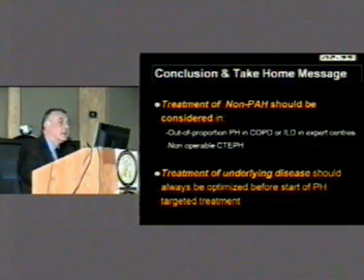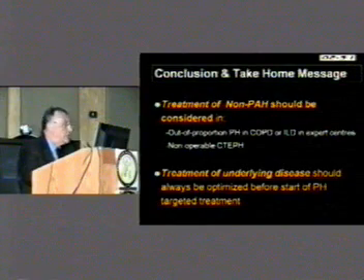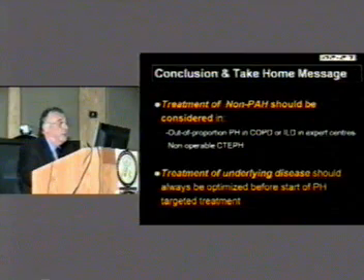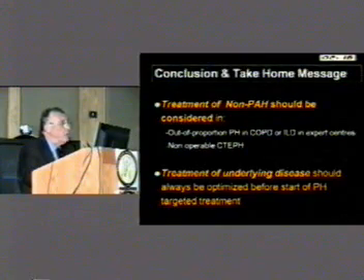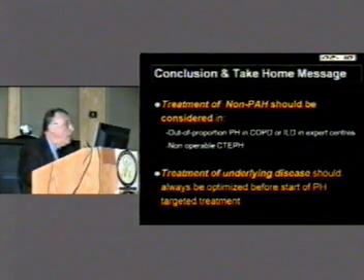My last final slide. If you're looking at treatment of non-PAH, again, non-PAH, that's groups 2 to 5, the treatment of PH should be considered in out-of-proportion PH in COPD or interstitial lung disease, in an expert center. When we say out of proportion, it means that you have a pressure of more than 45 millimeters of mercury. And it should be considered as well if you have a non-operable CTEPH, again in an expert center.